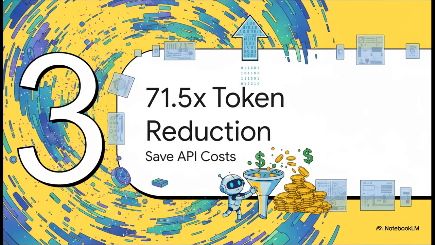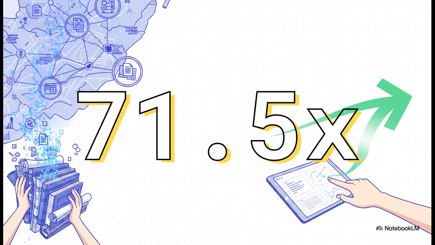Let's jump into section 3, the 71.5x token reduction. Let's talk about saving those API costs. So get this. On a mixed benchmark corpus, we're talking Andrej Karpathy's repos, research papers, diagrams, the whole shebang. Graphify achieved a massive 71.5 times reduction in token usage compared to reading raw files. 71.5 times. And the why makes perfect sense.